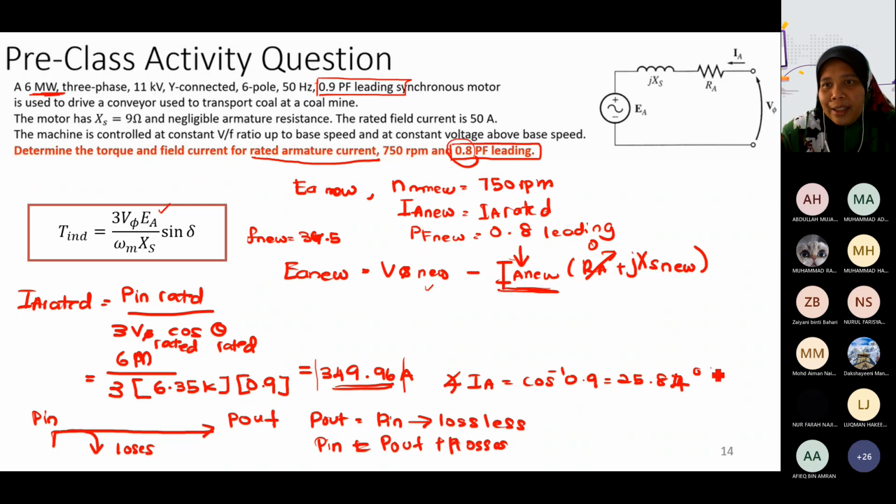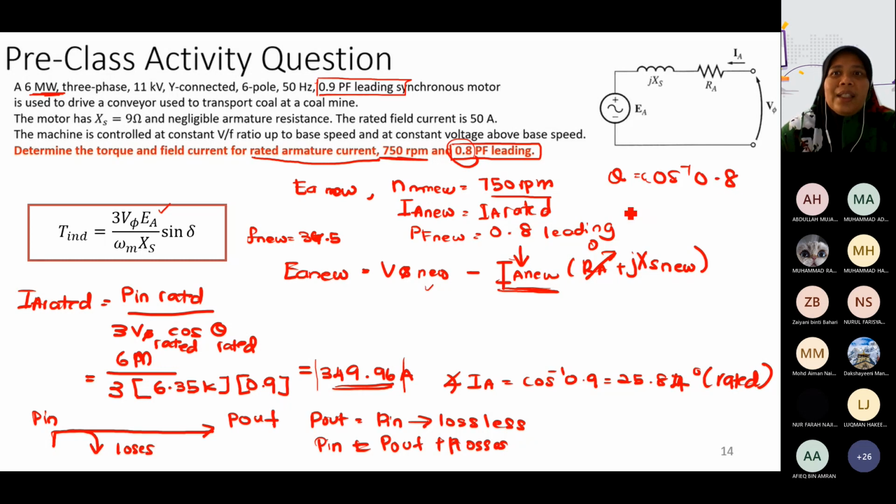This angle is for rated. Yes, we take the magnitude for the new current, but the angle must be based on the angle at the new speed of 750. At the new speed of 750, the angle is cosine 0.8. Can you understand? The only thing that we take from the rated is the magnitude of the current. But since we have the new angle at 750 with 0.8 power factor leading, we must take the angle at 0.8. Okay, what do you get?